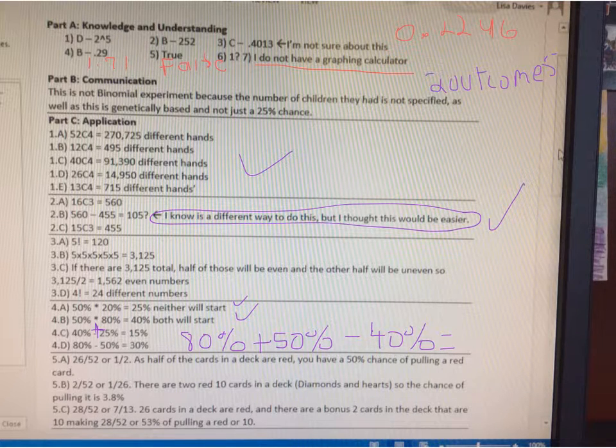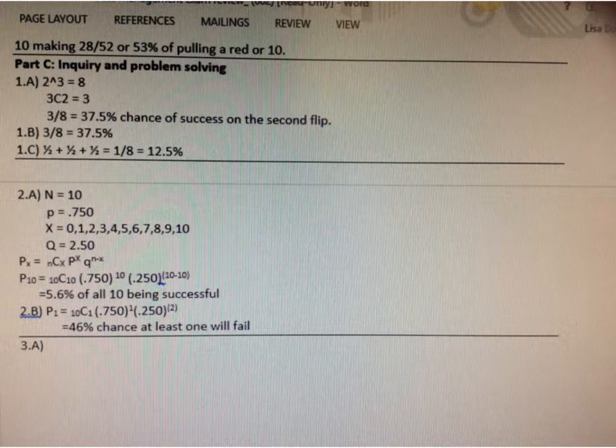And I'm just going to switch pages over to part C. What am I doing wrong? And let's have a look at part C. Where did it go? Oh, there it is. My apologies.